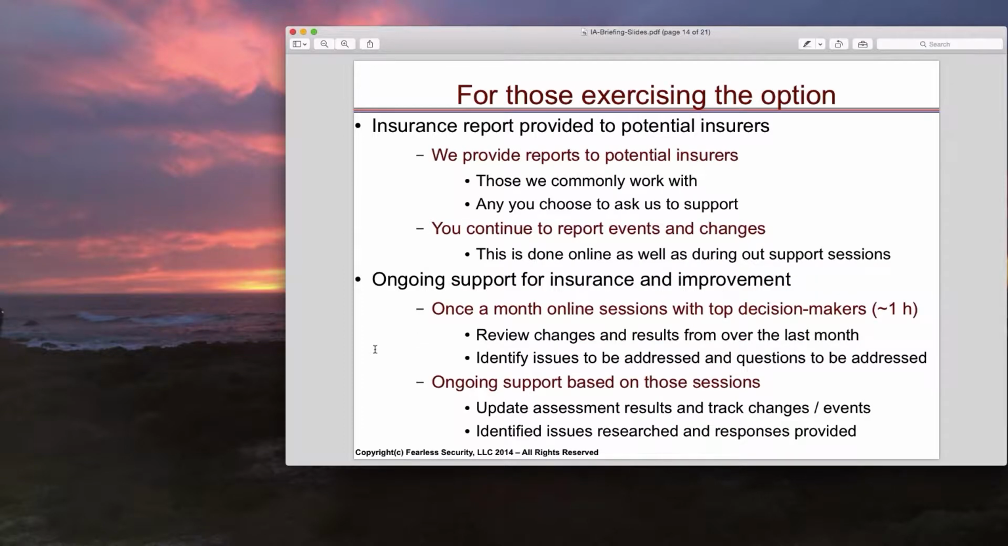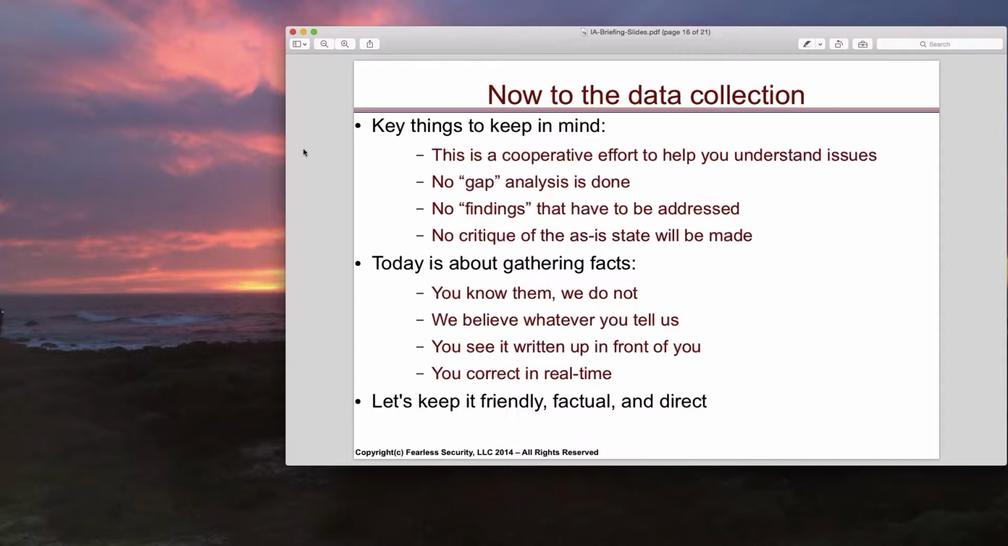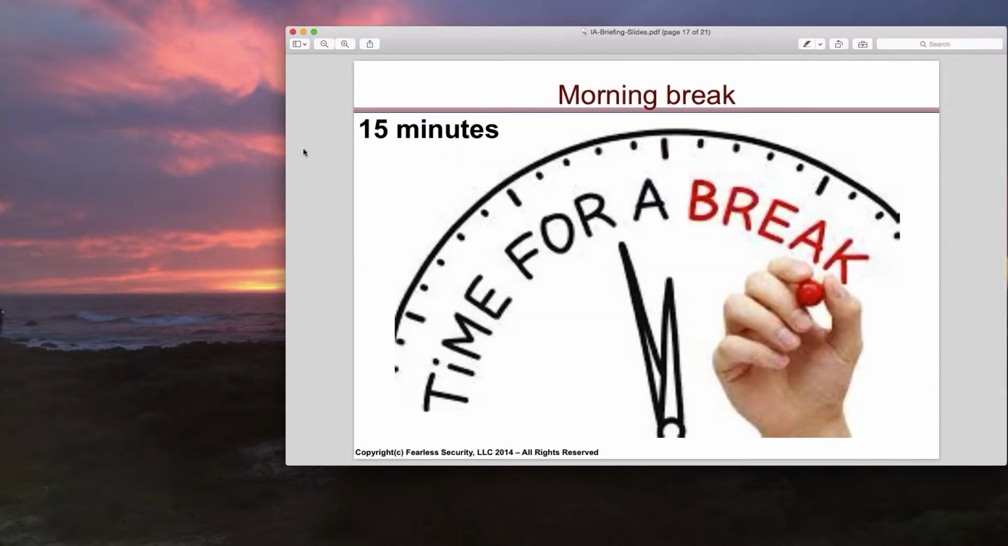After that, we respond to you. Time is of the essence. You get your final report in 10 days. And then if you're exercising the ongoing support or insurance options, then there's an ongoing process. We'll discuss that briefly. And then we take any discussions and questions, and now we go collecting the data.